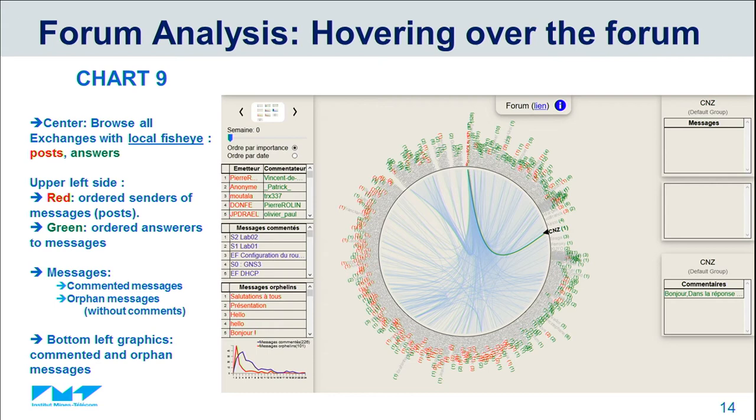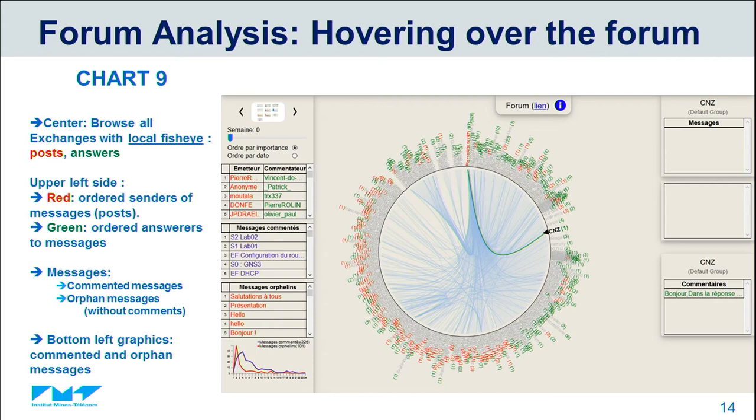So there are two colors. The persons who have sent posts on the forum, and green, which are the answers to these posts. And there are a lot of different kinds of messages. On the left middle, we see here the commented messages, and on the bottom left, we see the often messages. And there is a specific chart here where we can have the commented and often messages. So I will show you in a demo in a few minutes.